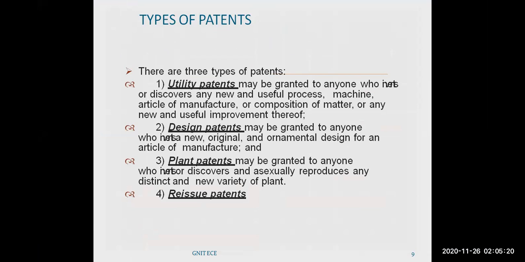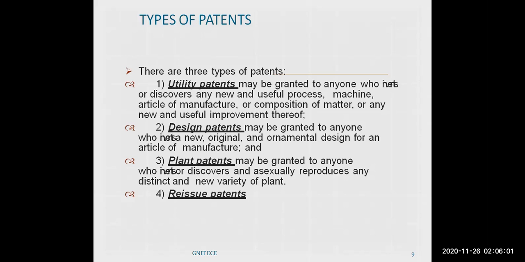Utility patents may be granted to anyone who has discovered any new and useful process, particularly applicable for a product. A design patent may be granted to anyone who has a new, original and ornamental design for an article of manufacture. And a plant patent may be granted to anyone who has discovered and reproduces any distinct and new variety of plant. So the new variety of plant is particularly dedicated to the agriculture or pharmacy field.